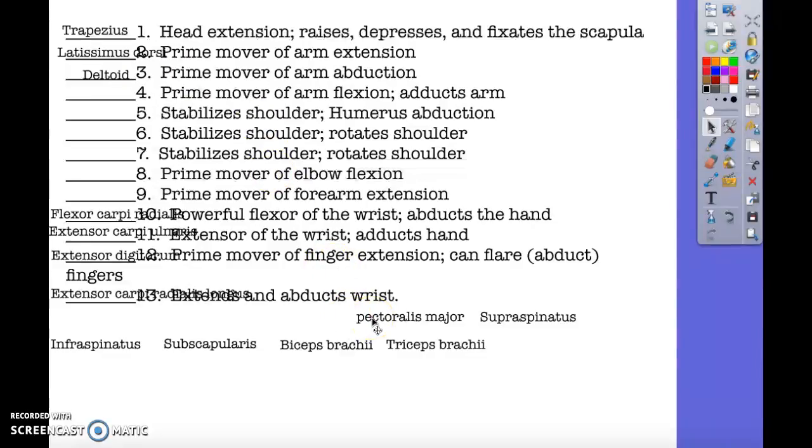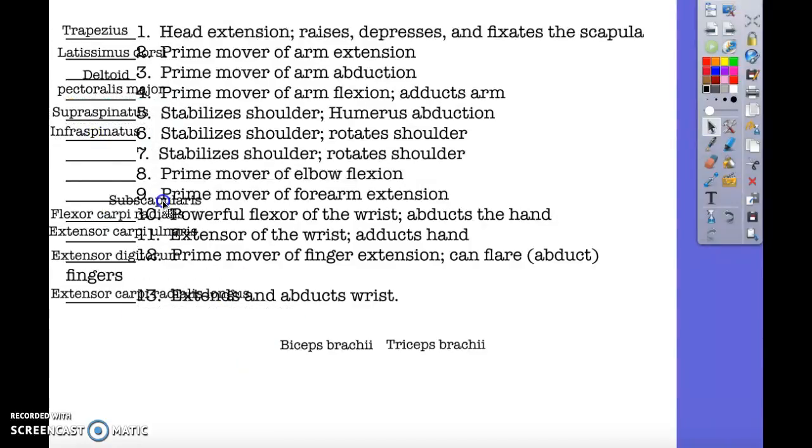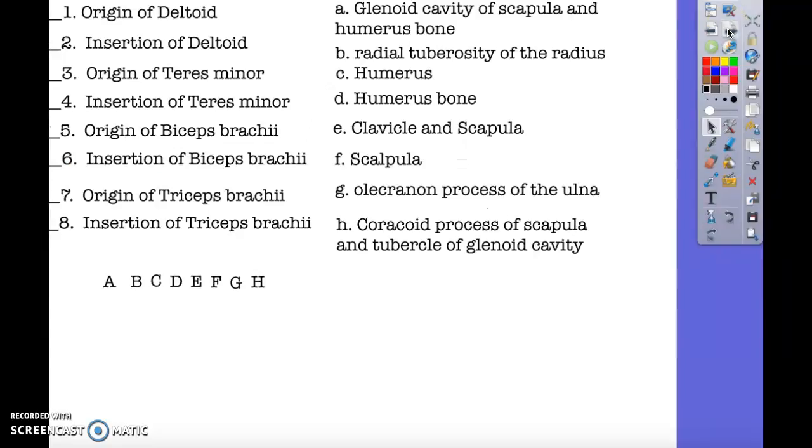Prime mover of arm flexion, I know that is my pectoralis major. Stabilizes my shoulder, humerus abduction, supraspinatus. Both of these are going to do the same thing, so I know it's this pair. Not really a pair. Infraspinatus and subscapularis. My biceps is going to be responsible for flexion, and my triceps is going to be responsible for extension. Okay, that finishes up the muscles of the upper extremity. Oh, no, it doesn't.